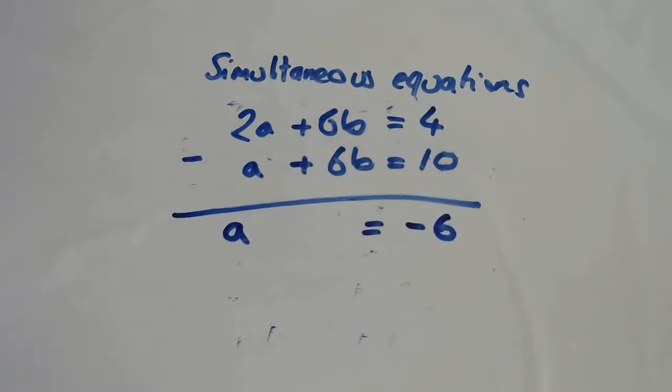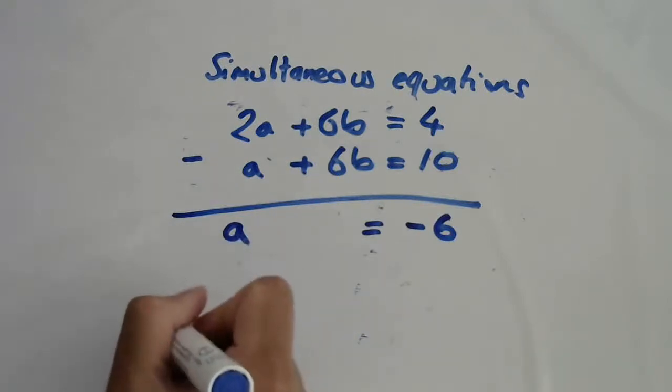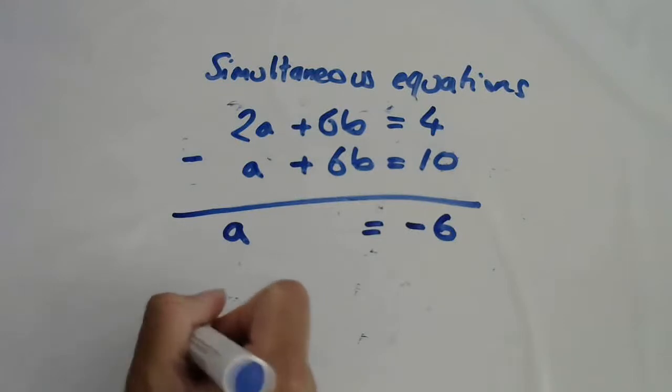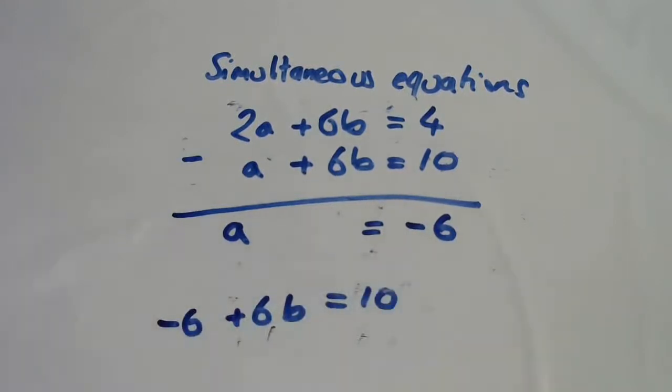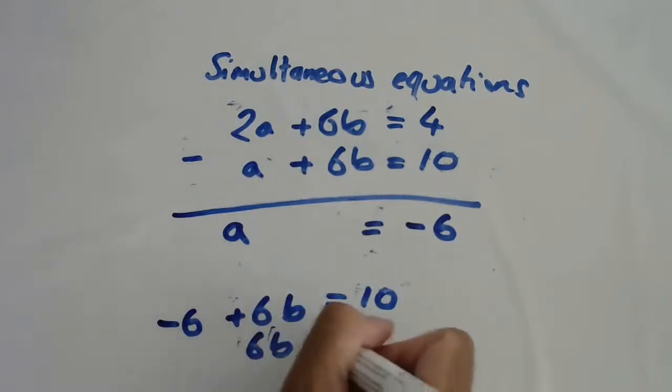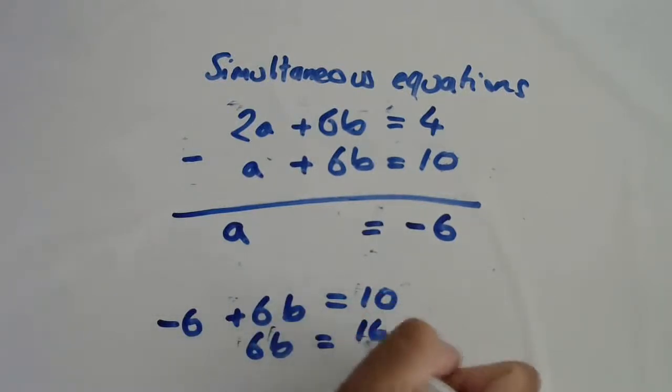Looking at a is minus 6, you substitute into whichever equation you like. You've got minus 6 plus 6b equals 10. 6b equals 16. Looks like I owe Harrison an apology. My apology. You did actually get it right. That's me jumping to conclusions there. That seems correct to me.